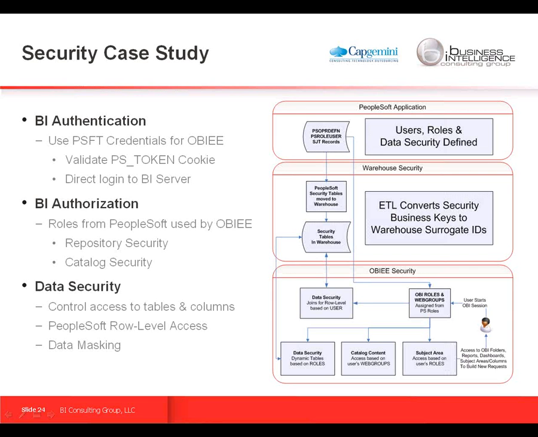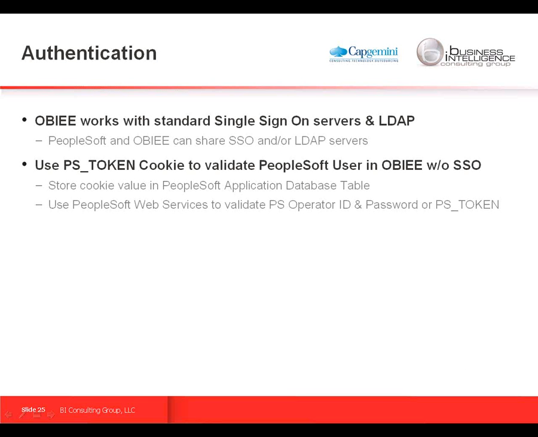I just wanted to put the high-level flow of all the things that go on in the security integration pieces. So, authentication: OBIEE and PeopleSoft both work with industry standard single sign-on servers, LDAP servers. So you can simply configure both systems to share the same single sign-on server. And once a user has authenticated against that server, they're set for either the PeopleSoft or the OBIEE users.